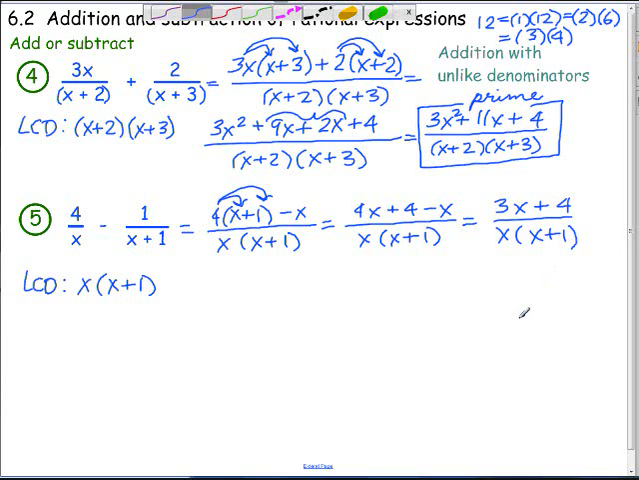Do you see any opportunity for simplification here? Is there anything we can factor out of here? We can't factor out an x, so x is out of the question. And therefore, we'll never get x plus 1. So this is the best we can do for simplification.